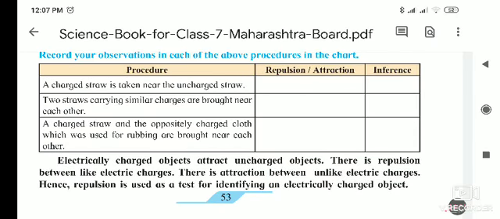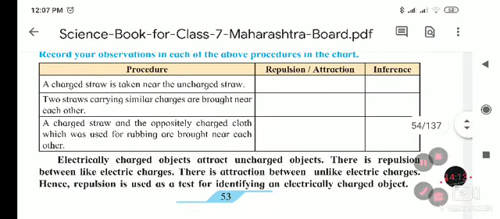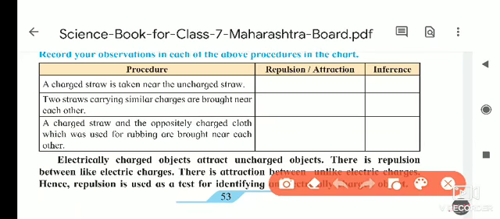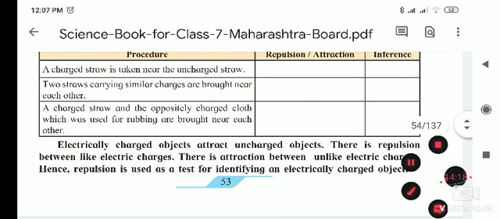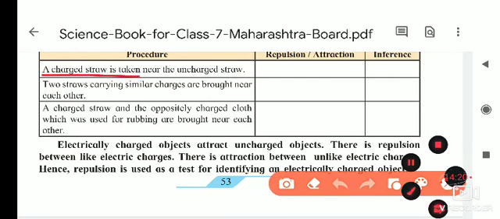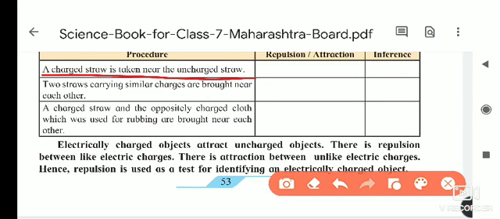So here a charged straw is taken. Now we had not done this activity, but you have to do it at home, and you have to send your observation to me. So here a charged straw is taken near the uncharged straw. What will happen? Its answer is given here.